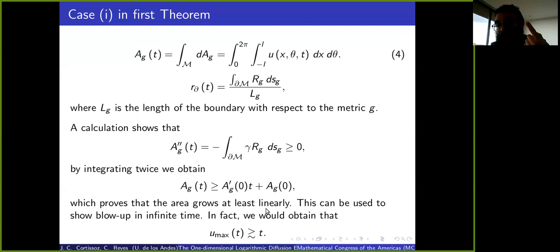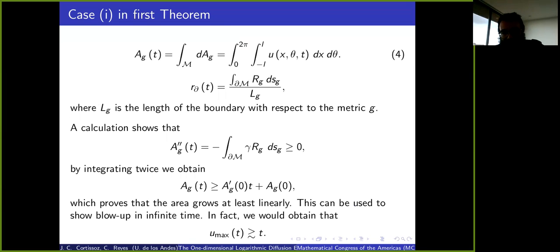And if the area grows linearly, actually you can show that the maximum of the conformal factor has to blow up linearly, but in infinite time. Okay, remember that case one in the first theorem is when this R is negative, okay, and this gamma is positive. So with this minus sign here, the whole quantity becomes positive.